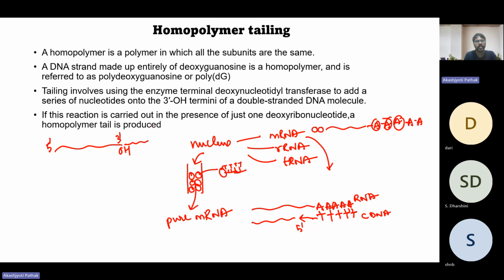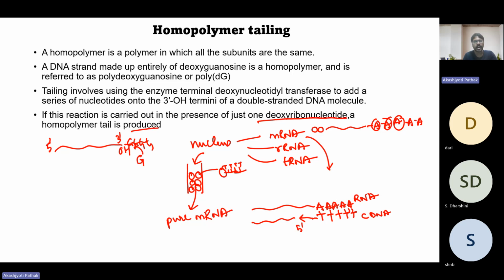So if you want to have a poly dG 3 prime tail, what will it do? If you add this terminal transferase enzyme and dGTP to your reaction, it will add guanosine residues to the 3 prime end, and you will get a polydeoxyguanosine molecule. So it adds a series of nucleotides onto the 3 prime OH, so we will have GGGG at its end. If this reaction is carried out in the presence of just one deoxyribonucleotide, a homopolymer tail is produced. So that is what I was telling.